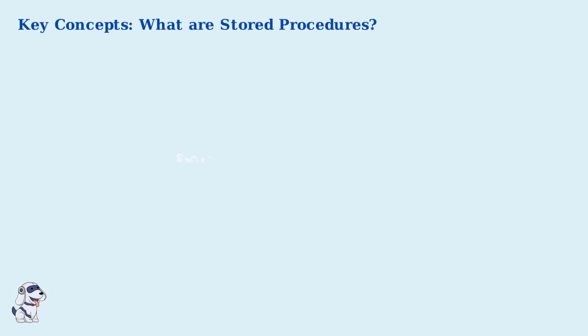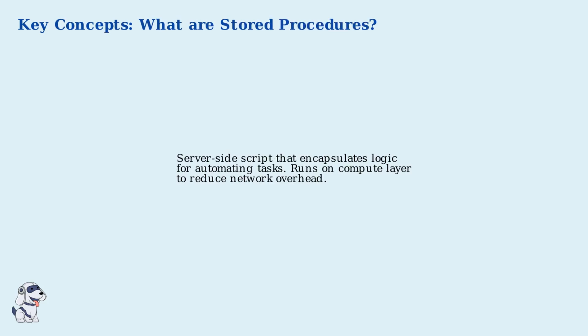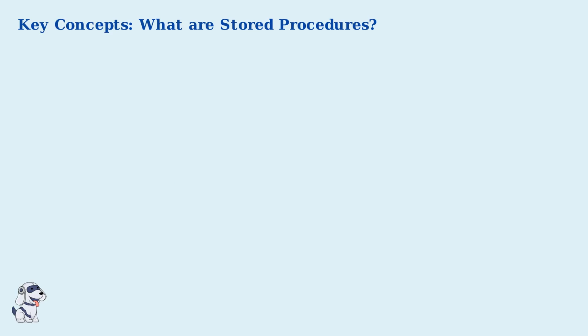A stored procedure is a server-side script that encapsulates logic for automating tasks in Snowflake. It runs directly on the compute layer, reducing network overhead by processing data in place without moving it to external systems. Stored procedures can be written in multiple languages, including SQL, JavaScript, Python, Java, and Scala. This flexibility allows developers to choose the best language for their specific automation needs.